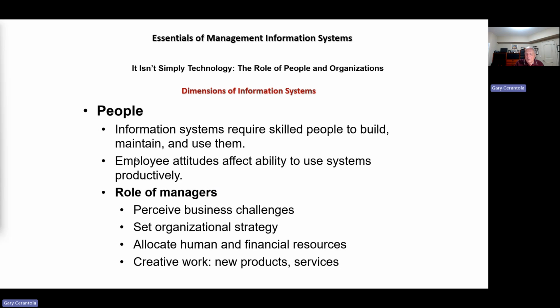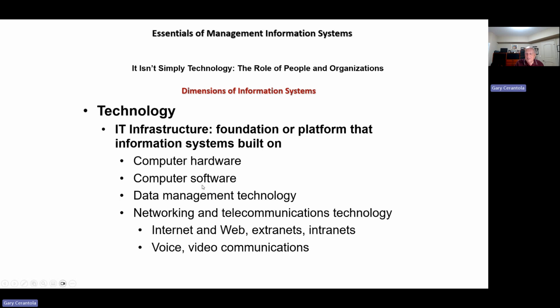I'm going to go through this, but again, the dimensions, people are key. All right, information systems require skilled people, and employee attitudes affect the ability to use the systems productively. So really, this is culture, right? This is the triple bottom line mindset. The roles of managers: looking at the challenges, set the organizational strategy, allocate human and financial resources, look at the creative work around new products and services.